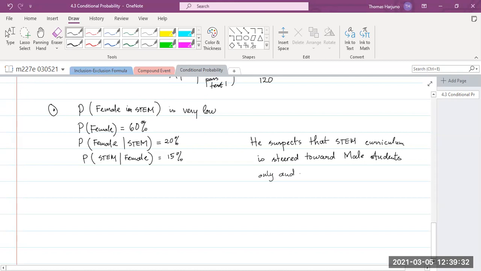And therefore drives female students away. Only male students, and drives female students away.